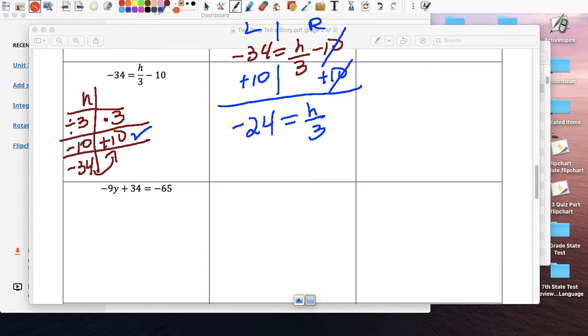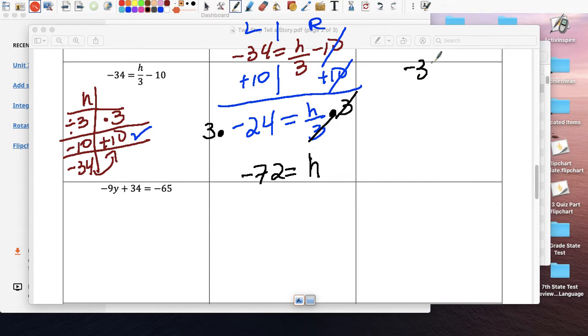That's done. Now we do the second step here, which is times 3. So I'm going to times 3, and over here, times 3. This 3 and this 3 simplifies to 1. 1 times h is h. And then on the other side, 3 times 24 is 72 negative.